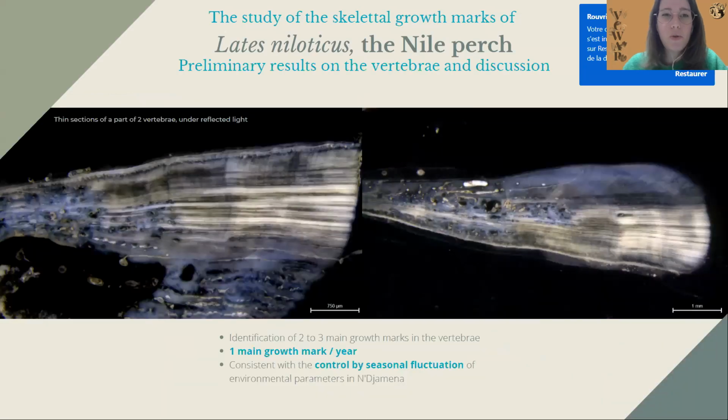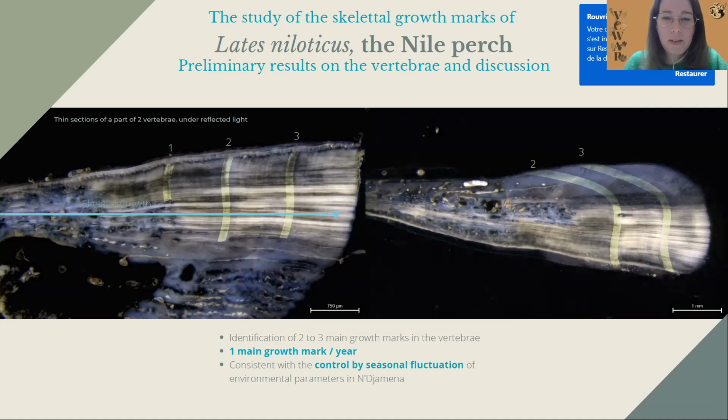So here I present to you the preliminary results I have for the vertebra. I have been able to identify the last 2 to 3 growth marks in the vertebra. And given the estimated age for this specimen between 3 and 7 years old, this means that each main growth mark may have been laid each year. And this is consistent with the seasonal regime in N'Djamena with 1 wet and 1 dry season per year.